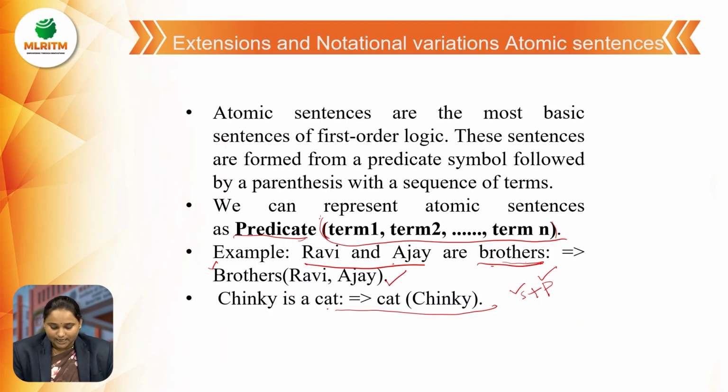Next, Chinky is a cat. Here we have a single name. Chinky is a cat. Cat who? Chinky. Like this we represent it in first order logic. Sentences can be represented in a simple way, using a predicate and a subject. Here the subject is Chinky and cat is the predicate. Who is a cat? Chinky. So we represent it as Cat(Chinky).